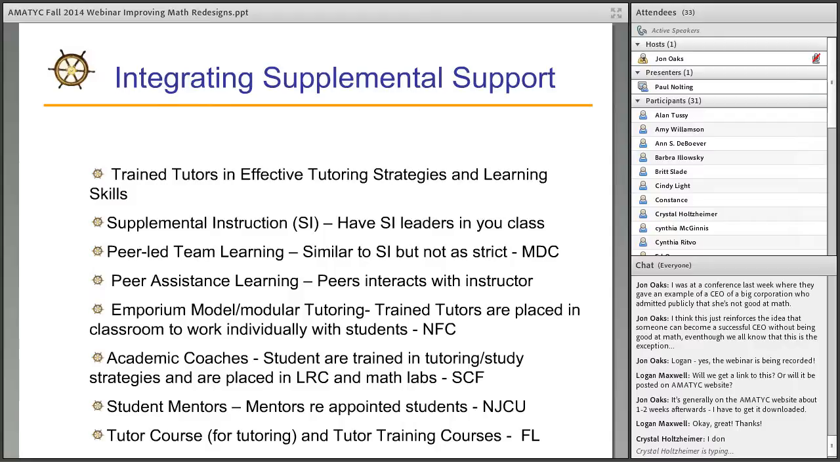It does work, but you've got to look at the end. How many people do you affect? You can affect quite a few. Peer-led team learning is a little more popular now. I worked with Miami-Dade College on this one, if anybody's from Miami-Dade. Basically similar to the SI, but the peer-led one is a little bit different.